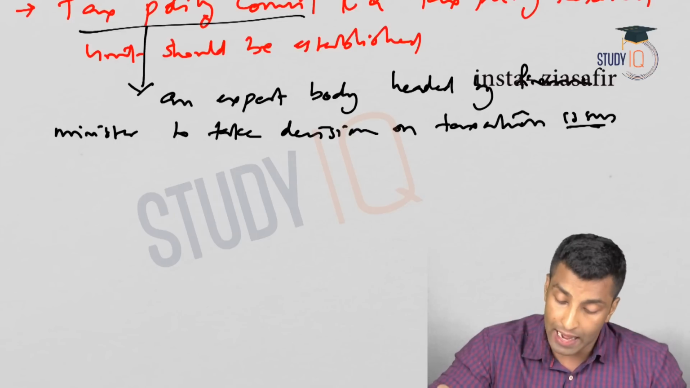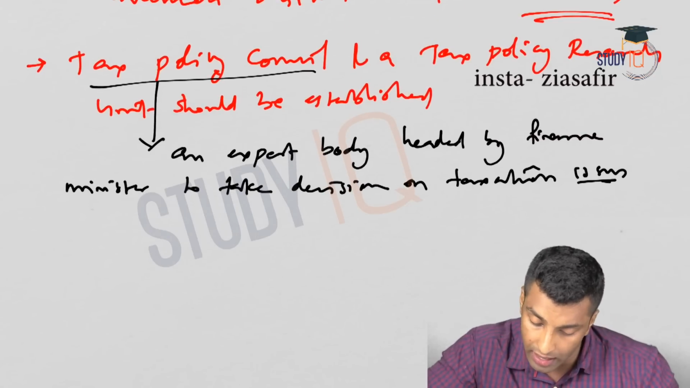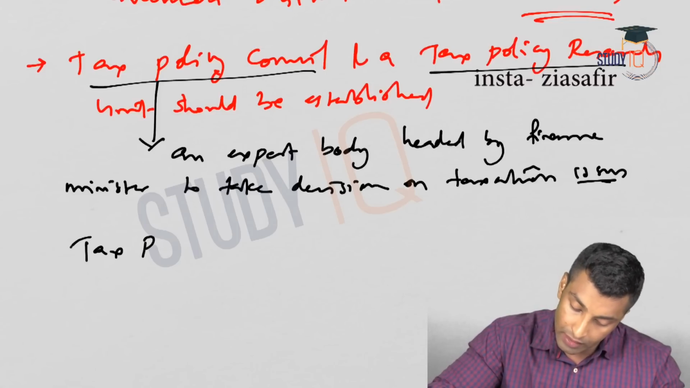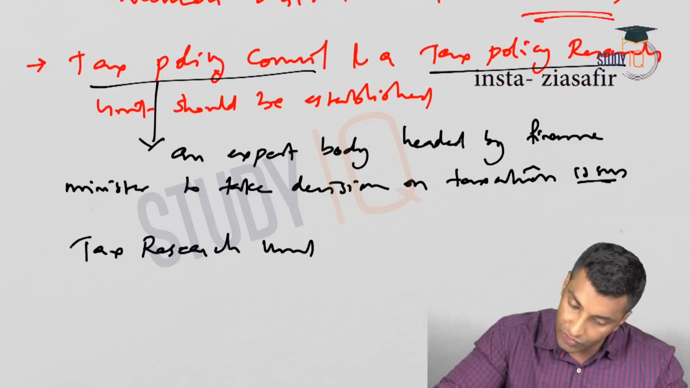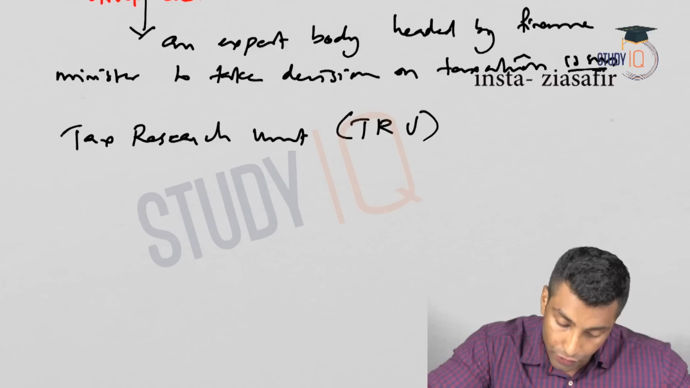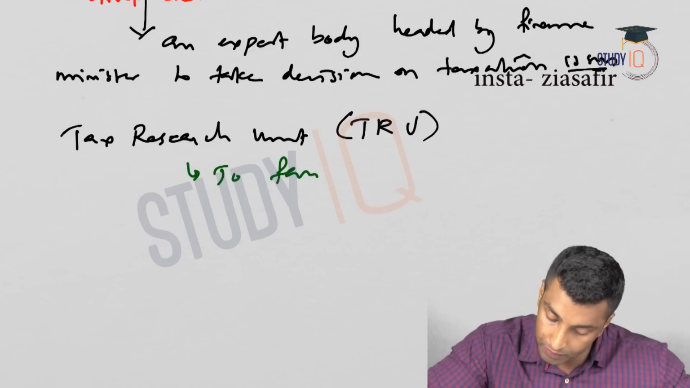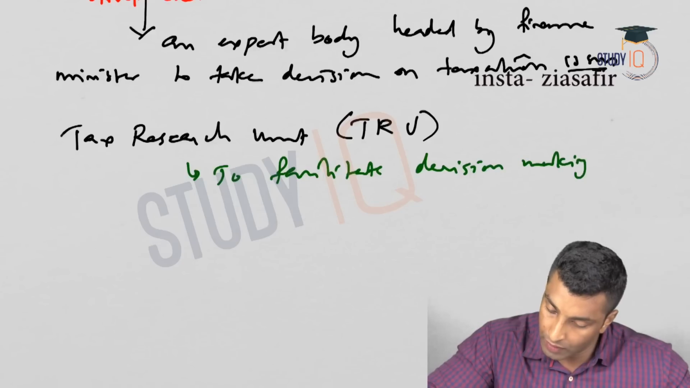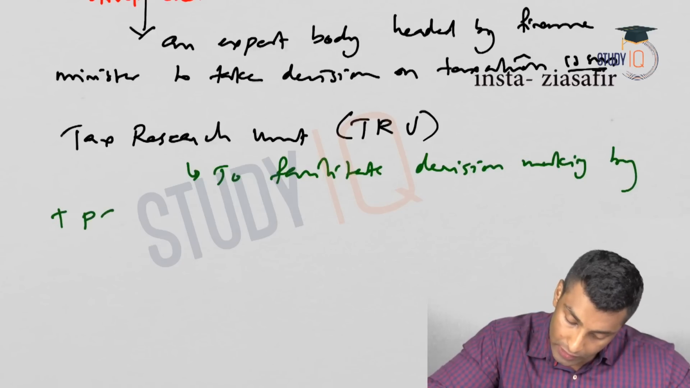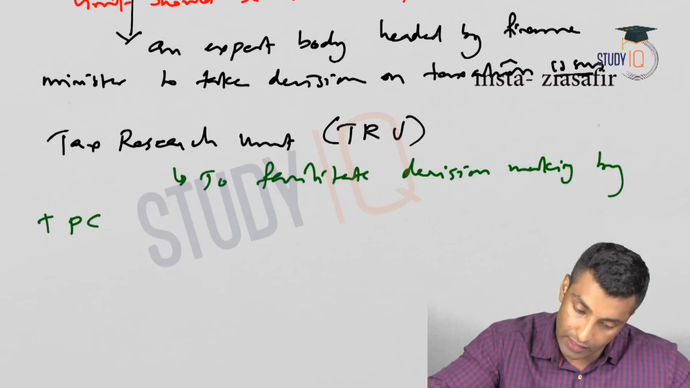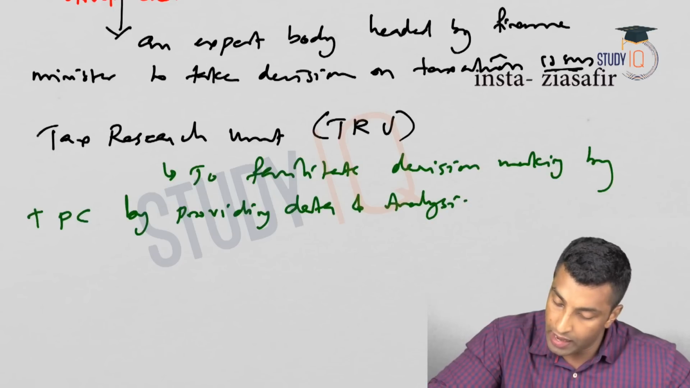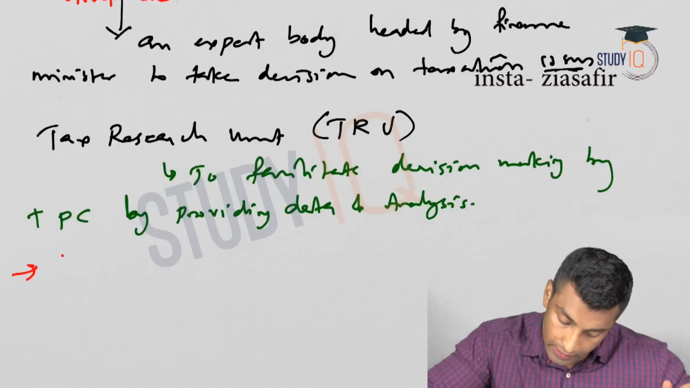Now, the government set up a tax research unit. So here the name they have suggested is tax policy research unit, but the government set up a tax research unit, TRU. For what was it set up? To facilitate decision making by the tax policy council, this one that we have already discussed, by providing data and analysis.